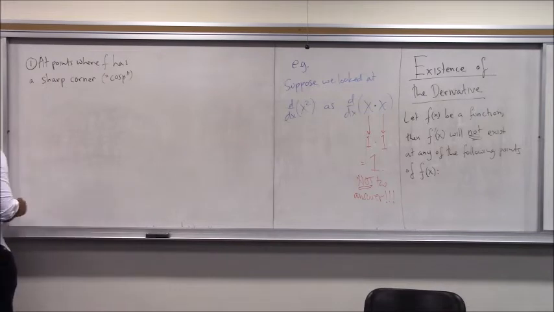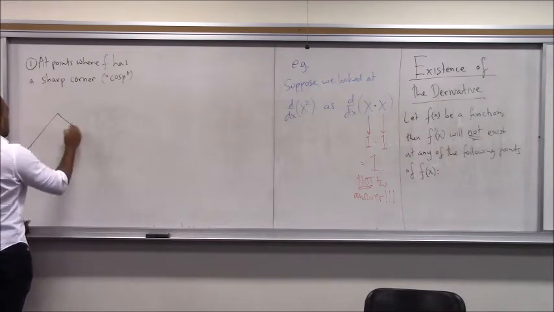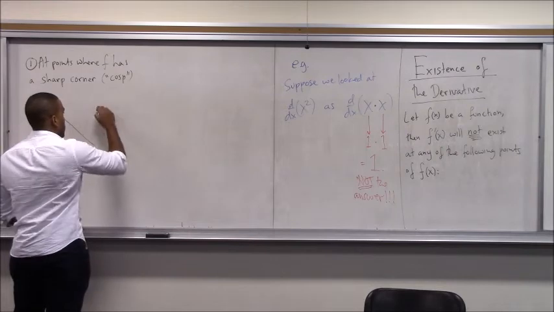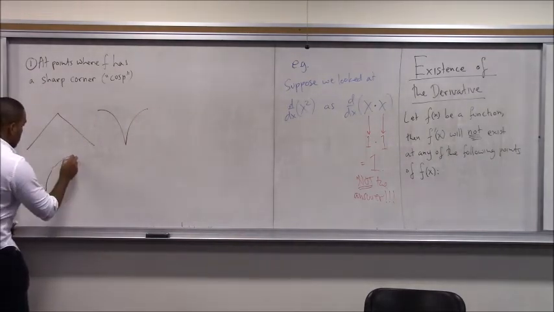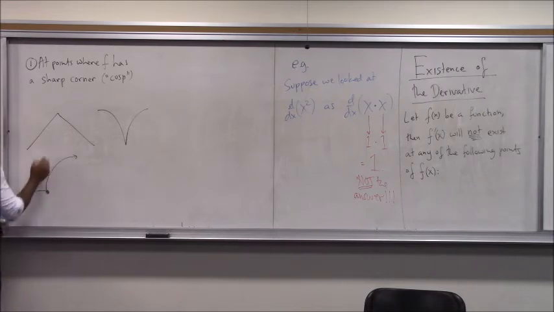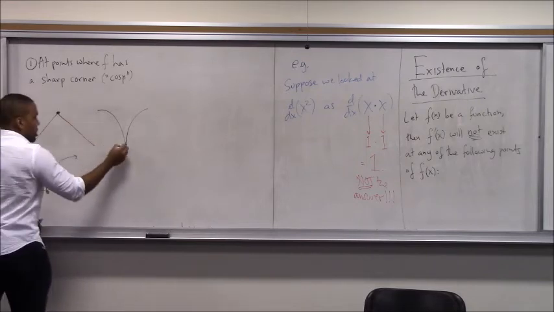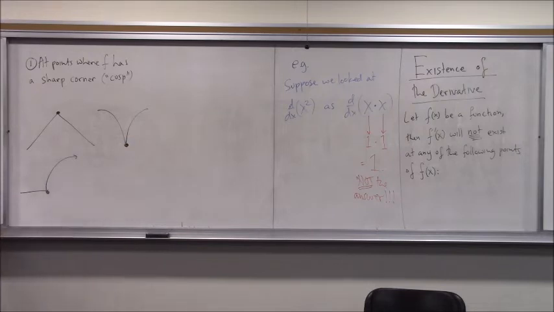So if you have a graph like that, or that, or that, at these points here, you don't have a derivative. If your function goes through a sharp corner, it will not have a derivative at the sharp corner.